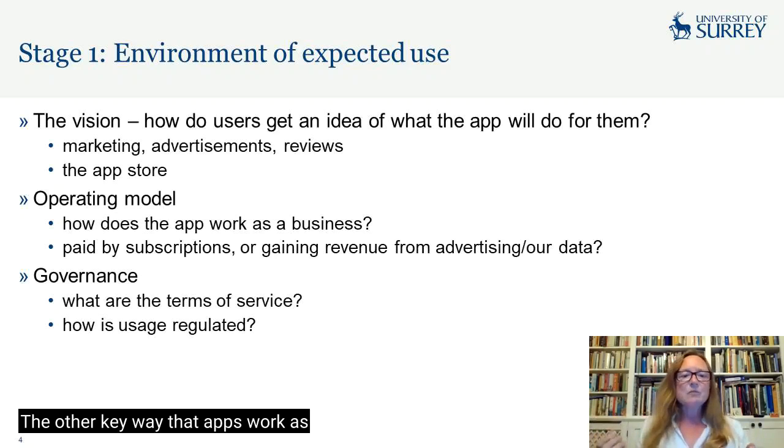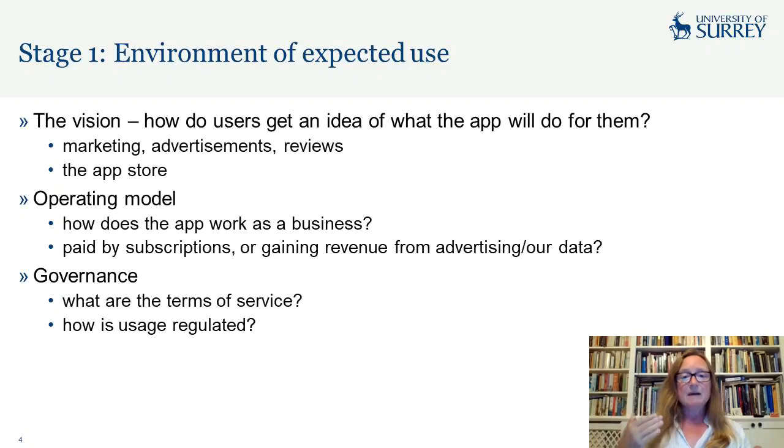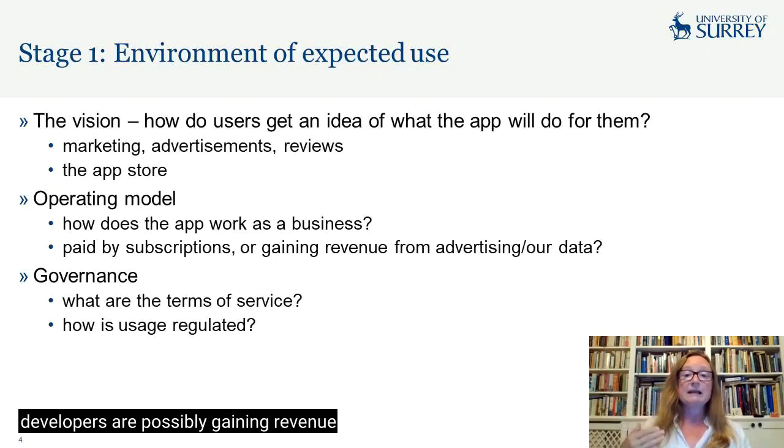The other key way that apps work as a business could be, if it's a free to use app, then that implies that the developers are possibly gaining revenue either from advertising that will be personalized towards us, or by selling on our data, by capturing data. And this again has implications for the way the app is designed to capture our interest, maintain our interest, and to maximize the data that is given off in our interactions with it. So various aspects of the way that it works as a business have implications for the design of an app and for the way it will be presented to us.